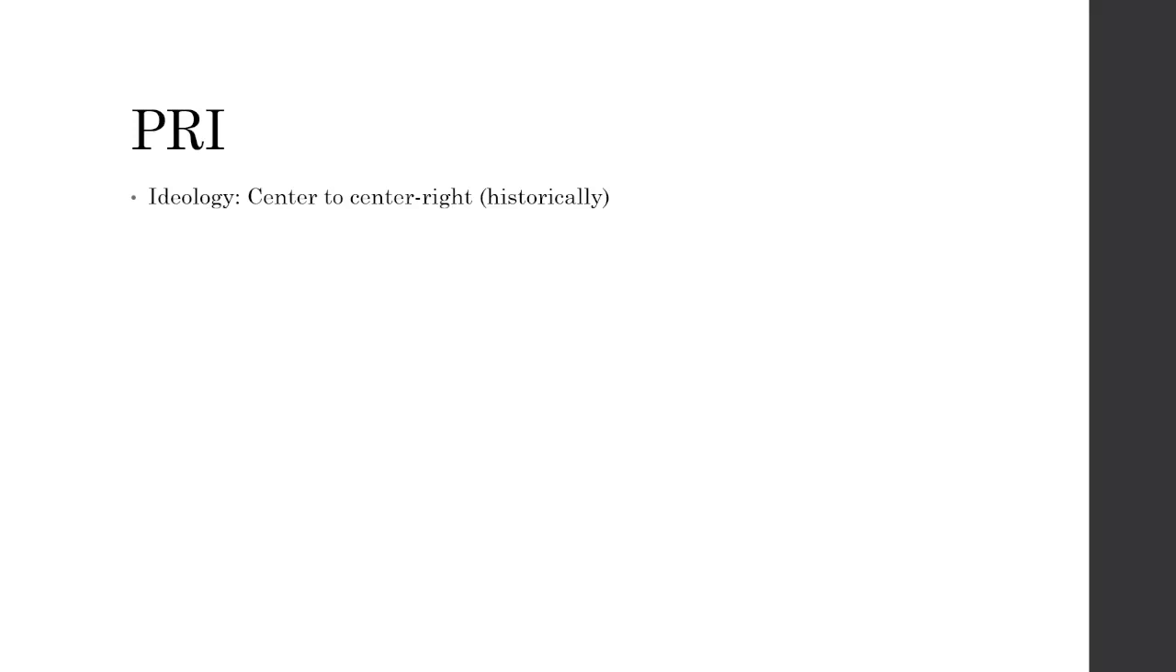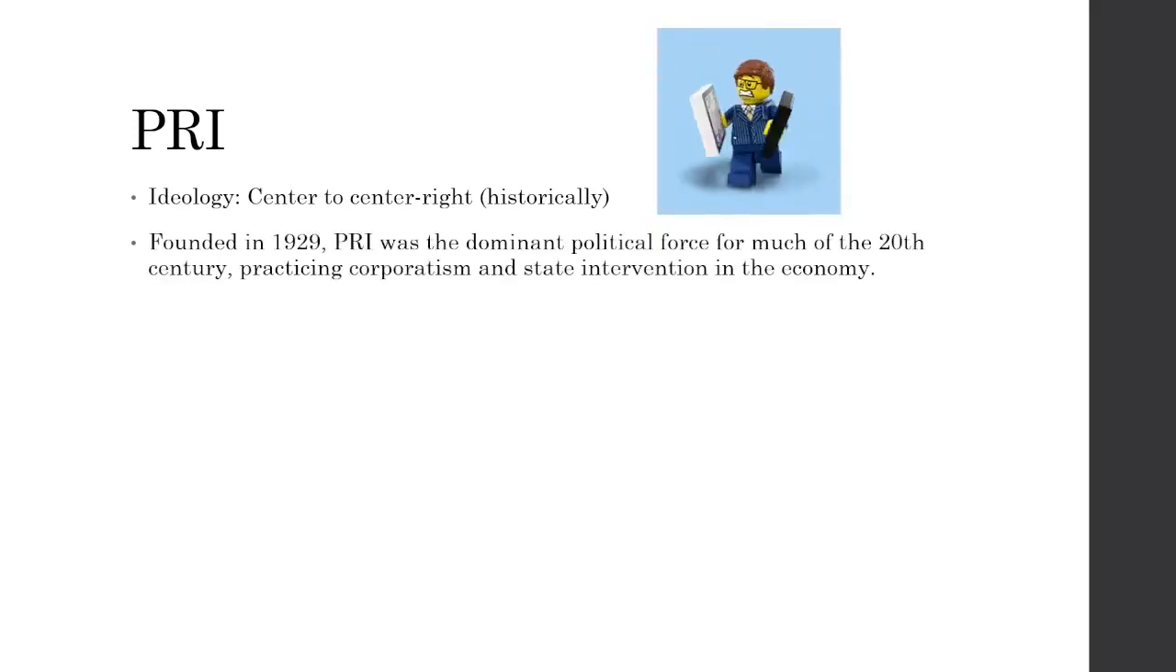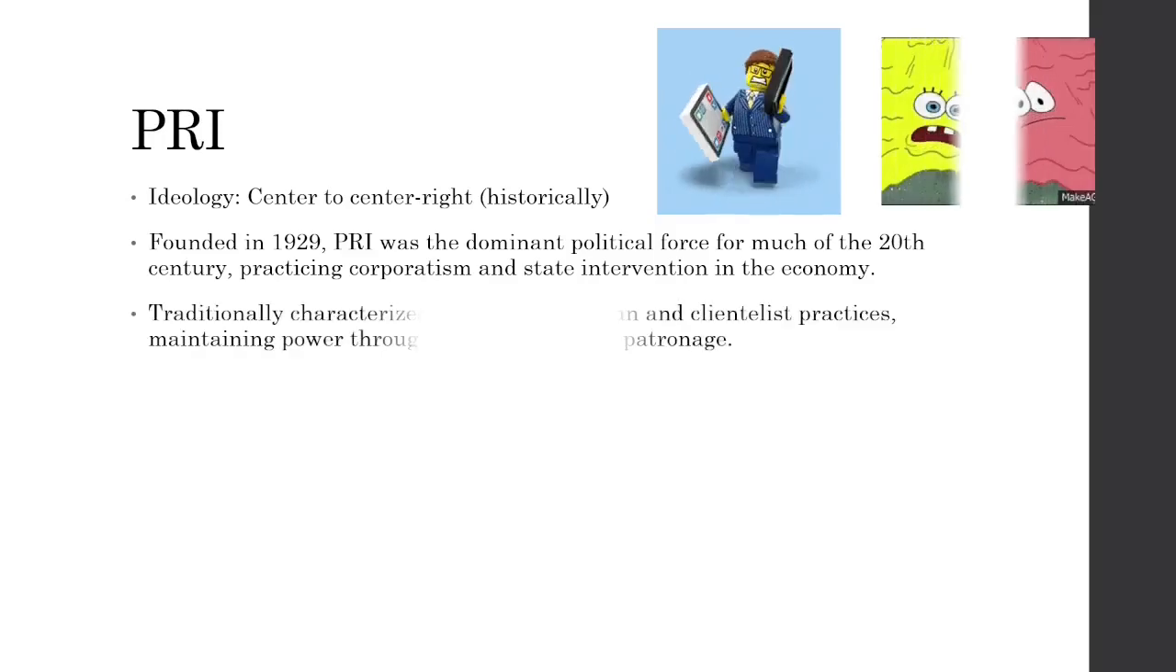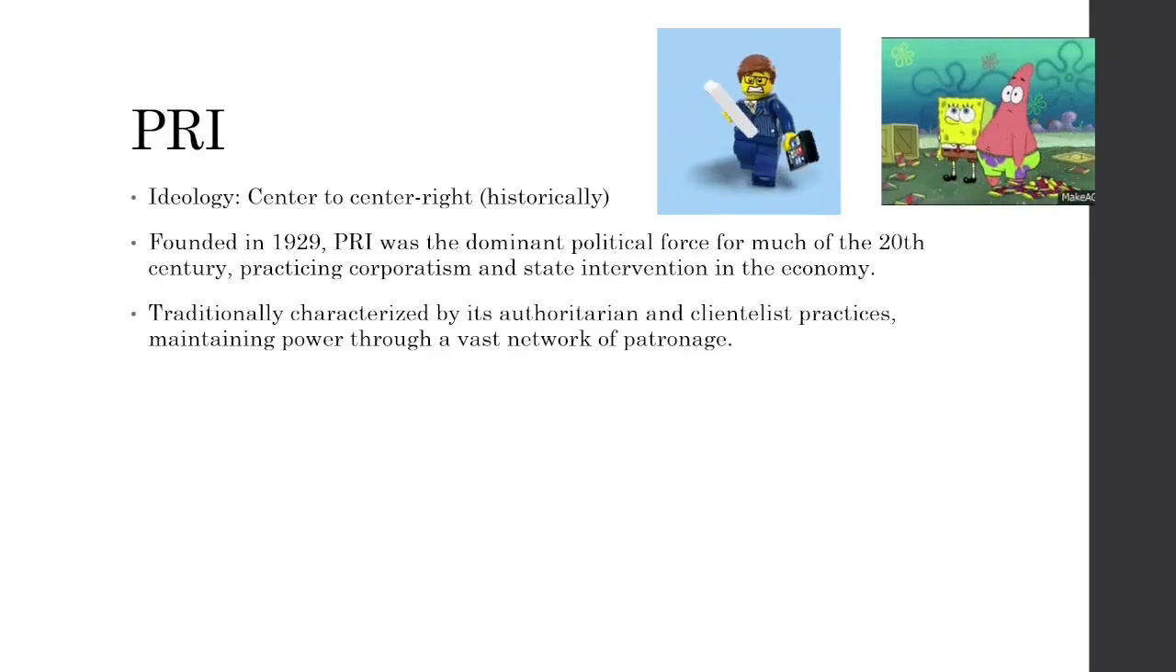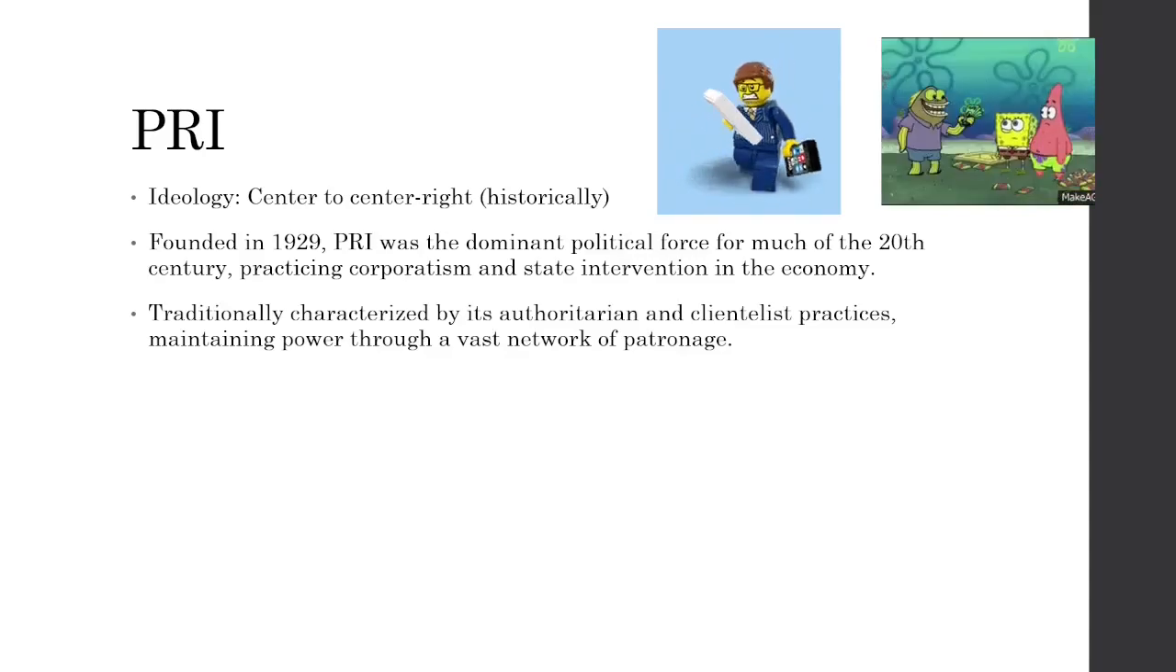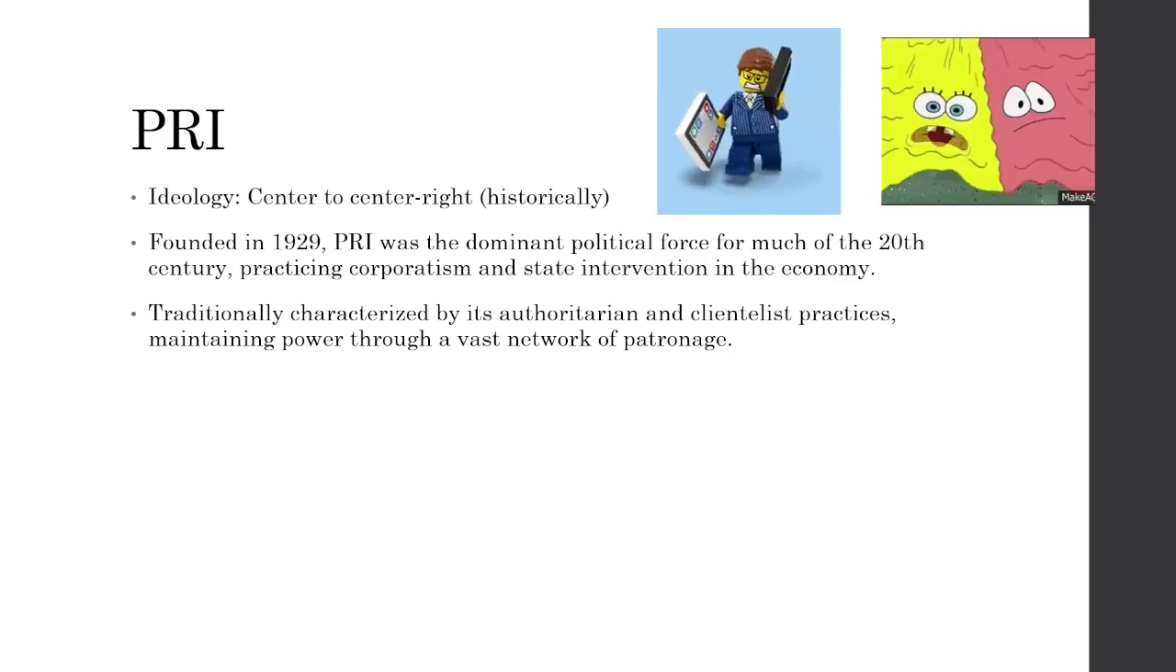So they're center to center right, kind of like the PAN, a little more left-leaning than PAN. They were founded in 1929, and they were a dominant political force for 71 years, for the majority of the 20th century. And they practiced corporatism and state intervention in the economy, which is different from the National Action Party, because as we've discussed, the National Action Party promotes more free market ideals. They are traditionally characterized by authoritarian and clientelist practices, maintaining power through a network of individuals, a network of patronage.